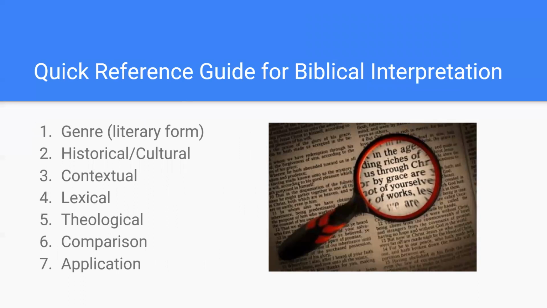We're about out of time for now, so we'll conclude with our quick reference guide for biblical interpretation again. We've looked at genre, historical and cultural aspects, context aspects. Most of the lexical, theological comparison application, I think we're going to have to cover in the second portion of Daniel, the more symbolic portion with the visions in it. And that will be coming up beginning in about 2 weeks. Thank you.